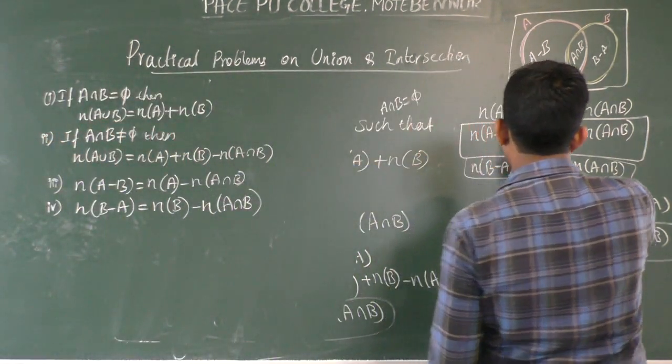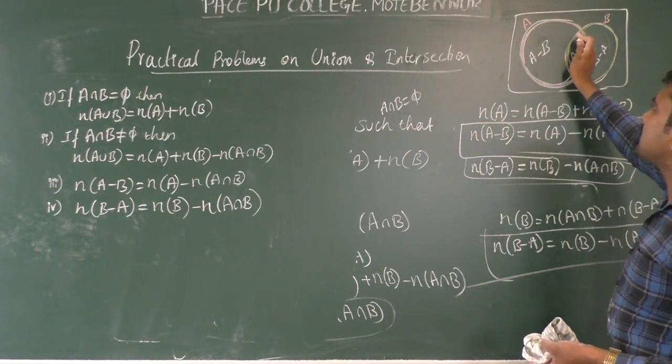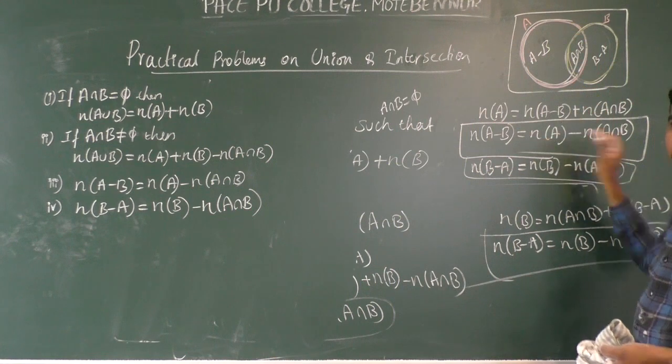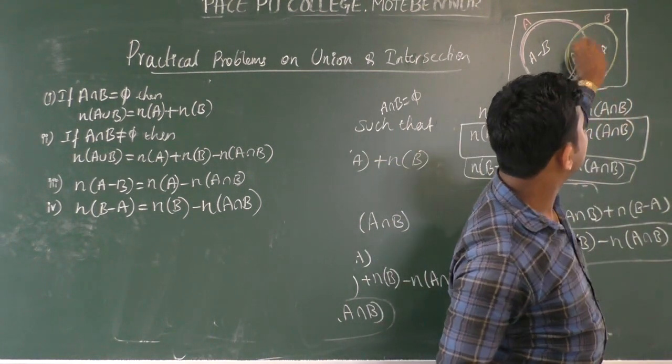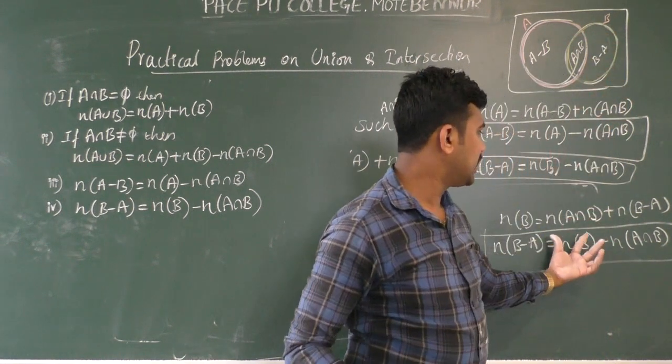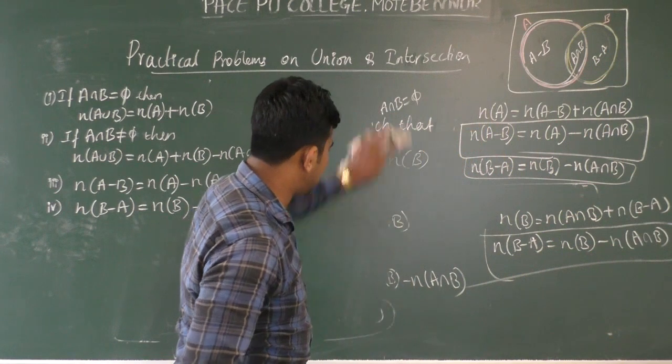You know how: n of A is nothing but n of A minus B plus n of A intersection B. From there this formula came. Similarly, n of B is nothing but n of A intersection B plus n of B minus A. So that you got this formula. Now, realize this.